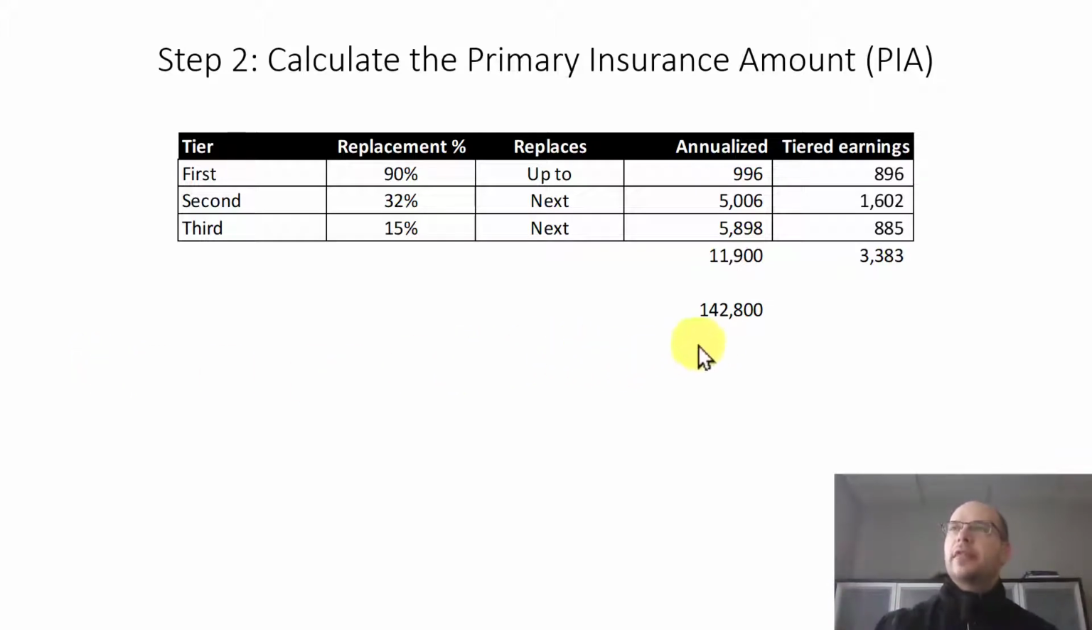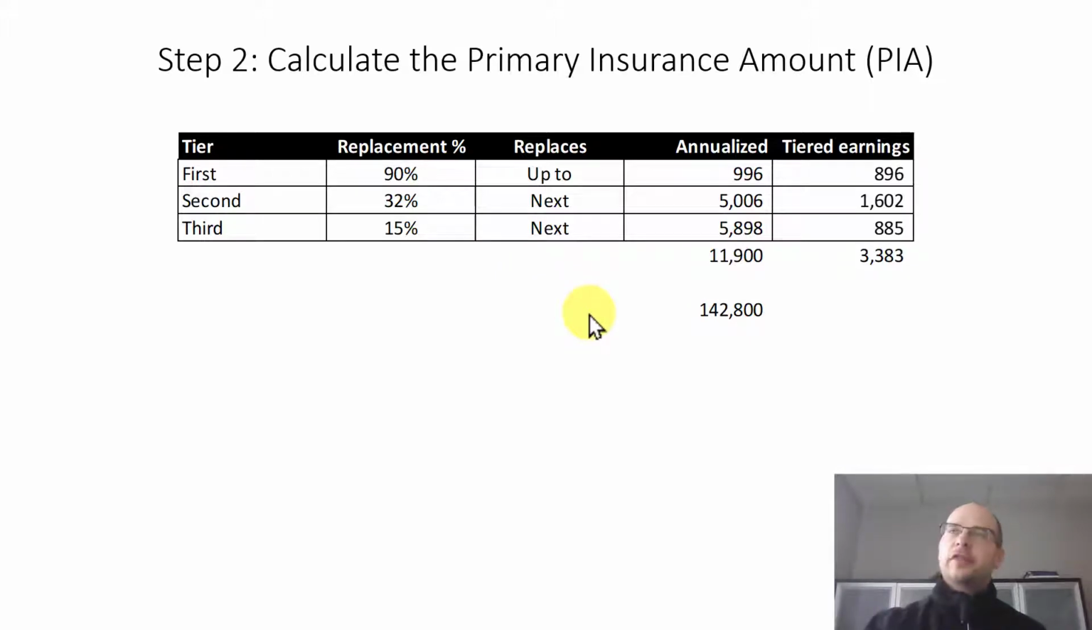For 2021, the maximum dollar amount of monthly earnings subject to the benefit formula is $11,900. So even if you're Bill Gates or Elon Musk and you're applying for benefits this year, the maximum monthly earnings for anyone is $11,900. If you multiply this by 12, it comes out to $142,800. And this is the Social Security wage cap for 2021. So workers pay FICA taxes up to $142,800 in 2021.